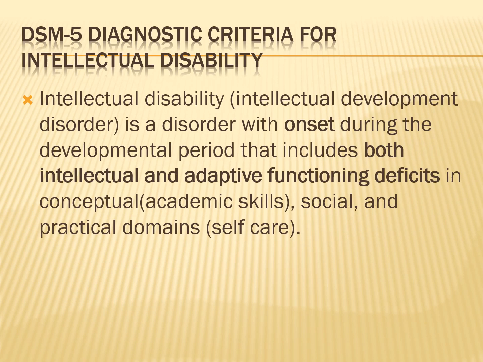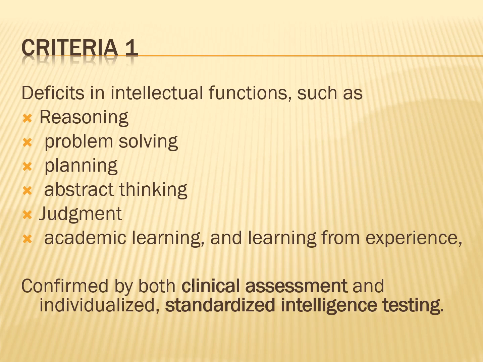To know more about the DSM criteria for intellectual disability, as we discussed before, the limitation should be seen in intellectual functioning and adaptive functioning before the age of 18 years. So what are the intellectual functions? It can be reasoning, problem solving, planning, abstract thinking, judgment, academic learning, or learning from experience. There should be limitation in all of these.